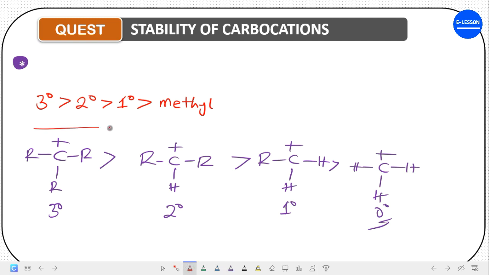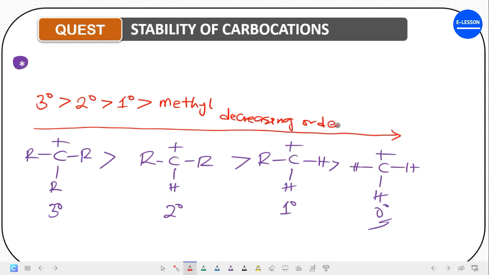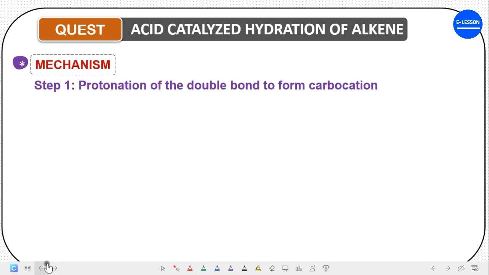You can decide to write in line here, increasing or decreasing order of stability. Decreasing order of stability. Okay, so that is the stability of the carbocations. Okay, so that is where we are going to end this lecture for today. Thank you for your time.